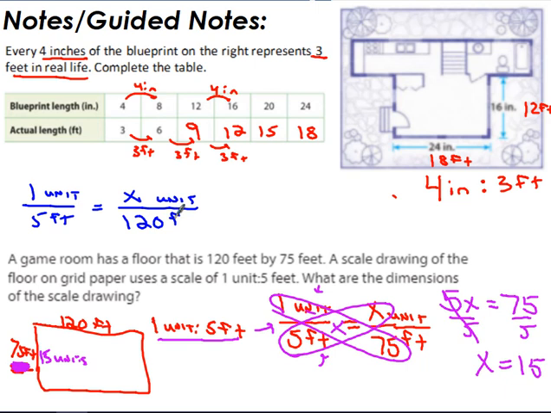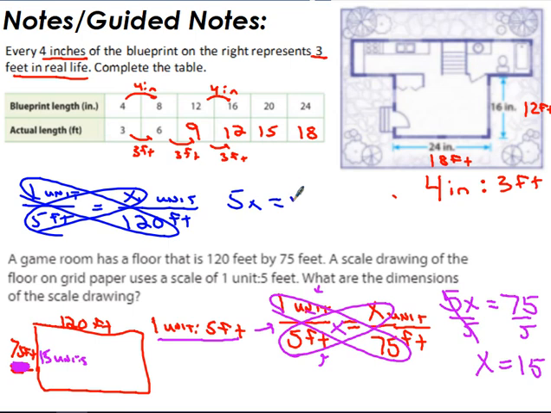So now I can cross multiply. So that's 5x equals 1 times 120, which is 120. Now I get to solve for x by dividing both sides by 5. And I get x equals 24. So that means the dimension of the scale drawing is going to be 24 units by 15 units. I'm done.